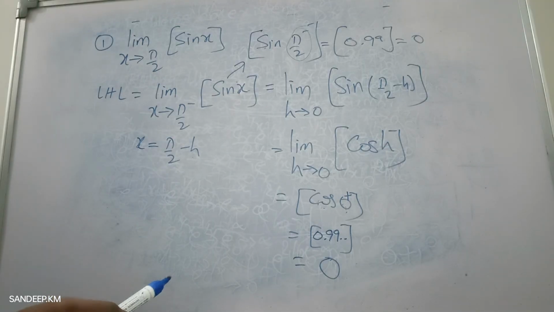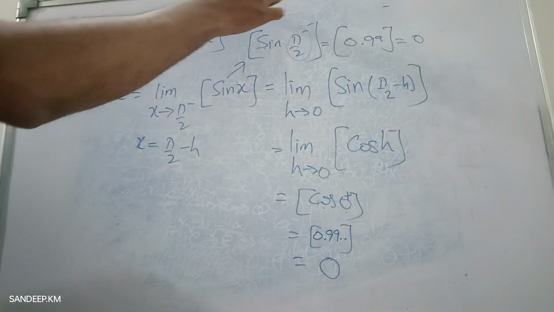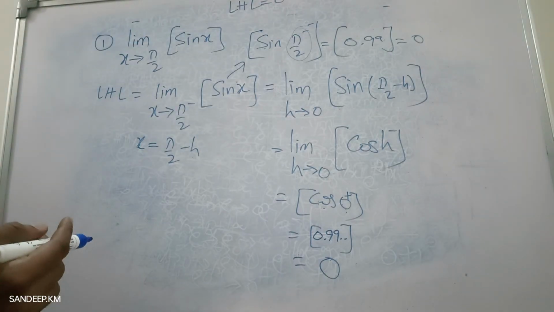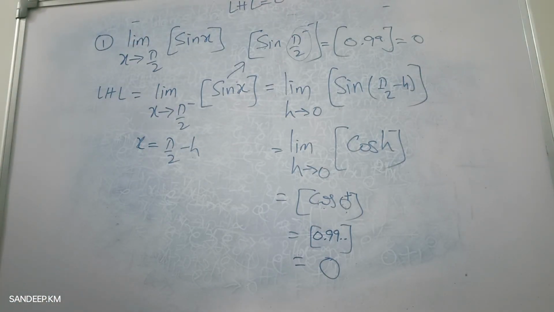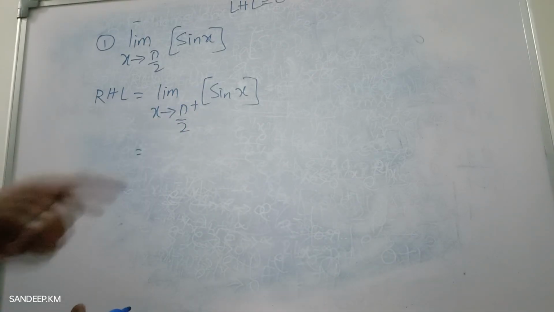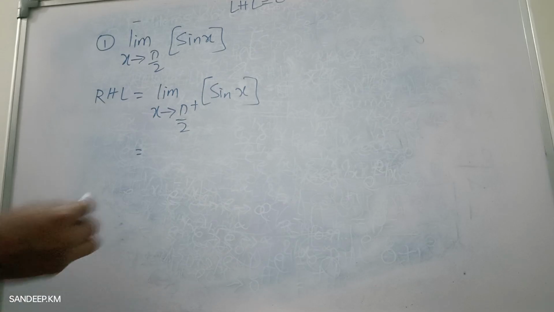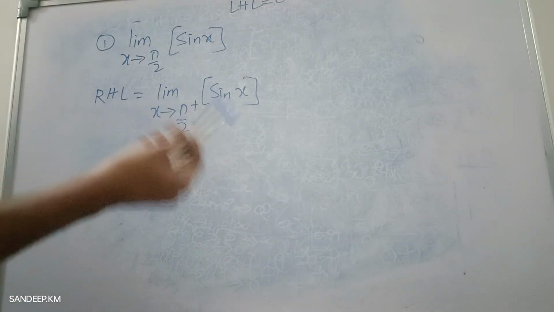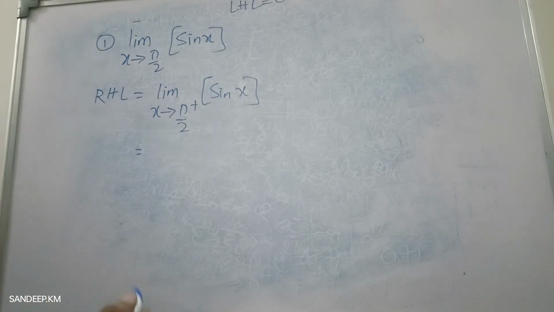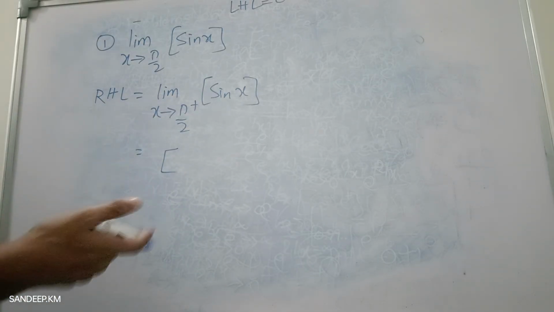Okay now, so similarly, I got LHL is equal to 0. Let me see what is RHL. So RHL, when x approaches pi by 2 plus, what is step of sin x? So we can answer it just like LHL. So instead of x, we can write pi by 2 plus h, and then we can see what is the answer. Instead of following that lengthy method, we can also write directly like this if you are doing it objectively.